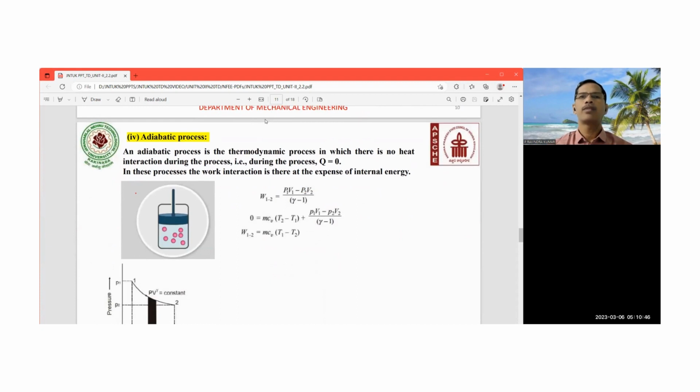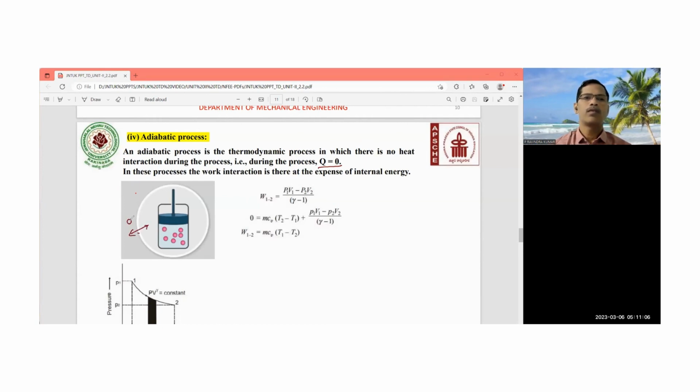Next one is the adiabatic process. It is a process in which there is no heat interaction between the system and the surroundings. So that is Q is equal to 0.